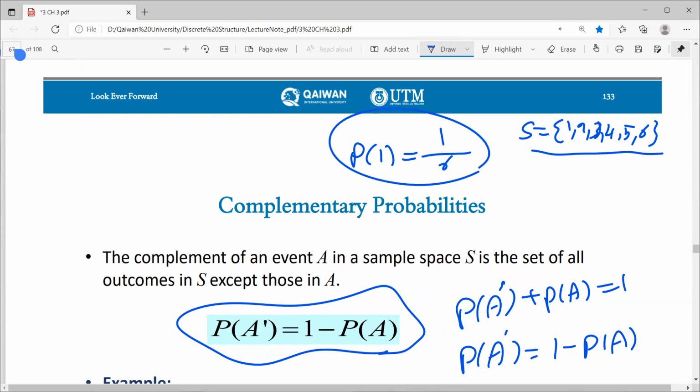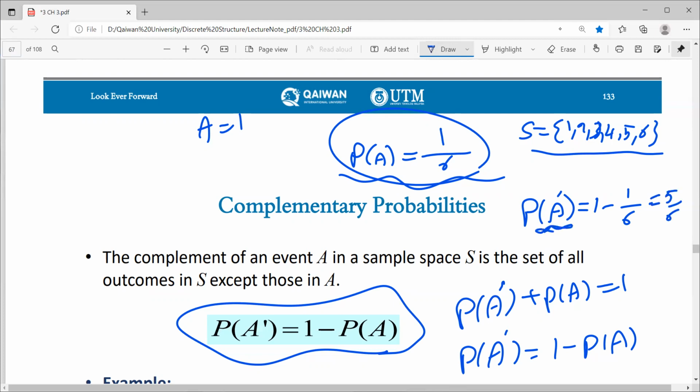Okay, so how about the probability of 1 complement? Let's say A to be 1. How about the probability of A complement here? It's 1 minus 1 over 6. We say the probability of A complement is 1 minus the probability of A. The probability of A is 1 over 6. We say 1 minus 1 over 6 is 5 over 6.